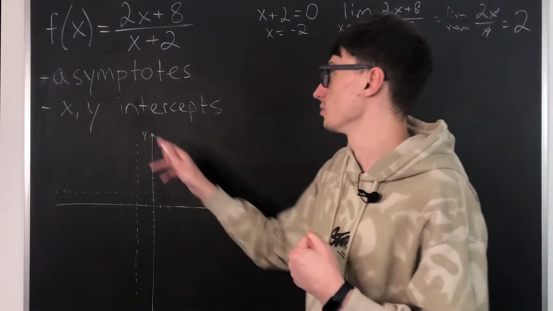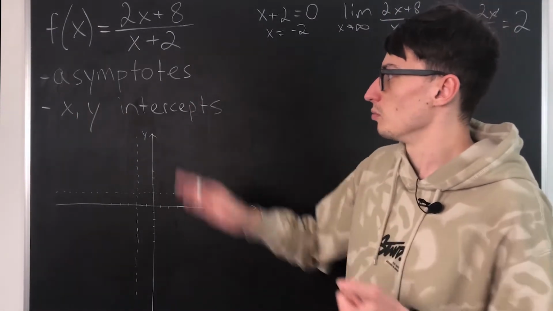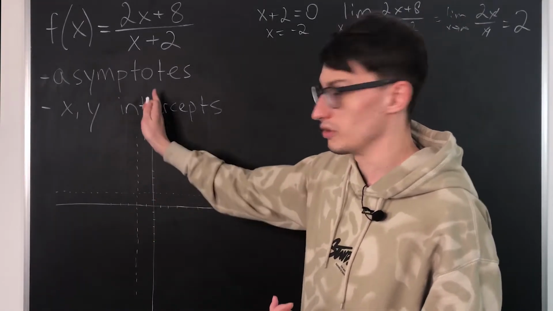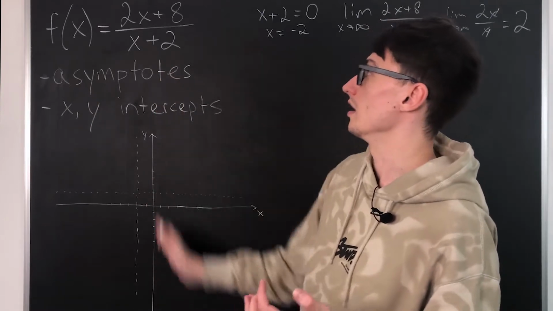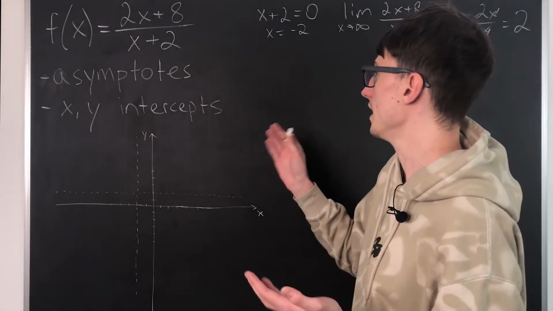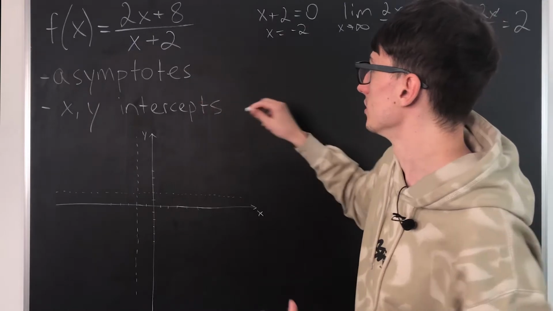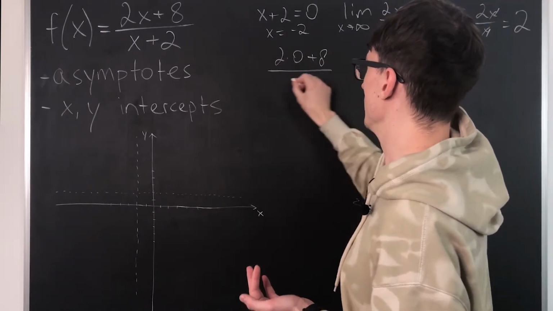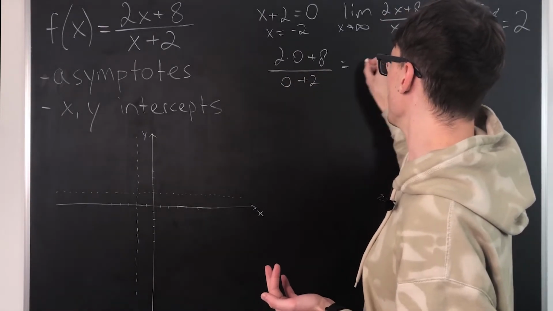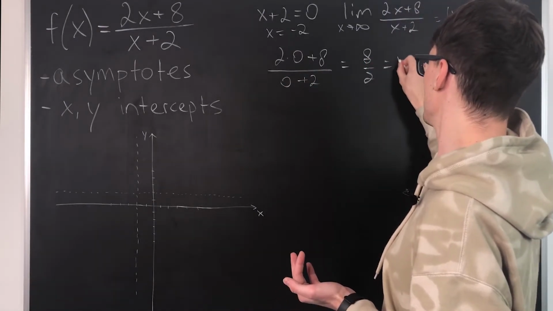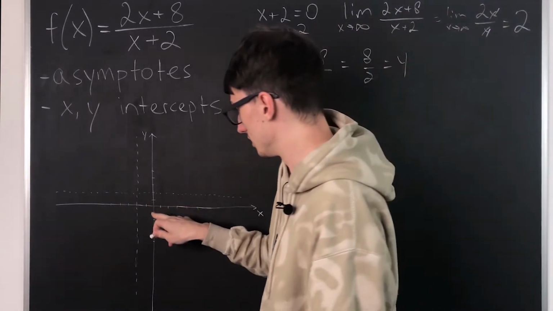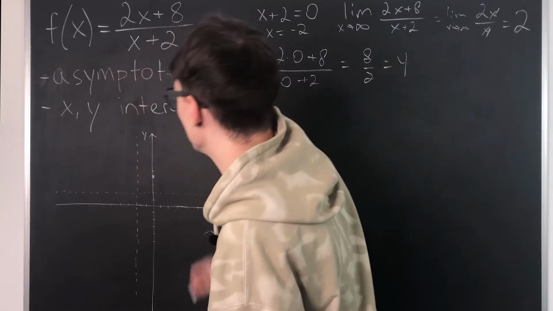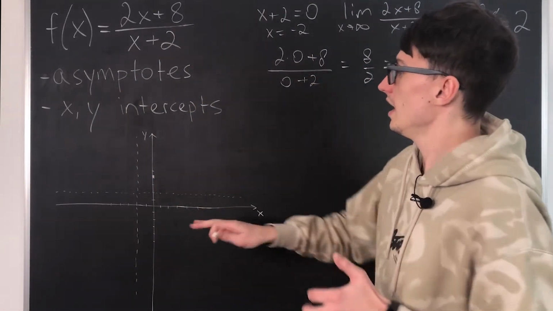Now let's move on to the x and y intercepts. Let's start with the y-intercept. Obviously the y-intercept is when x is equal to 0, because that's when the function intercepts the y axis. So let's plug in x is equal to 0. What do we get? 2 times 0 plus 8 divided by 0 plus 2, or 8 over 2, or just 4. So when x is equal to 0, the function is at 4. That makes sense.